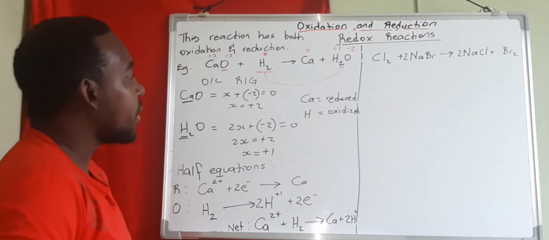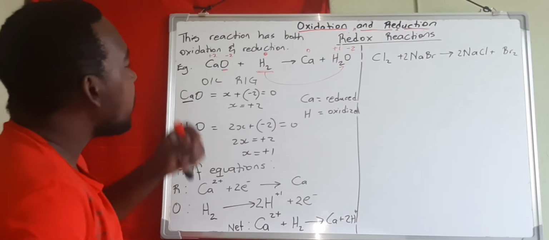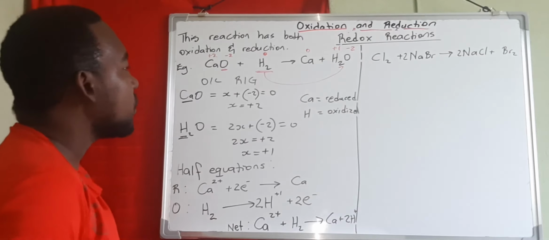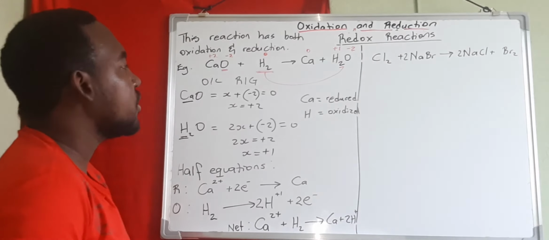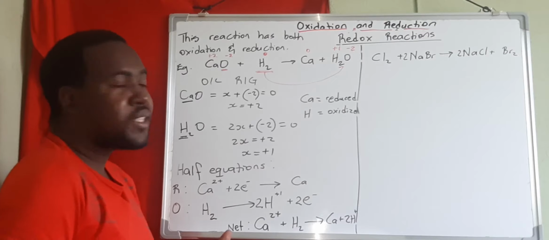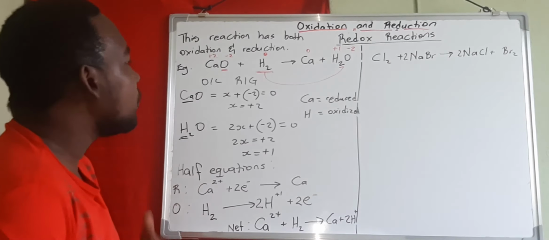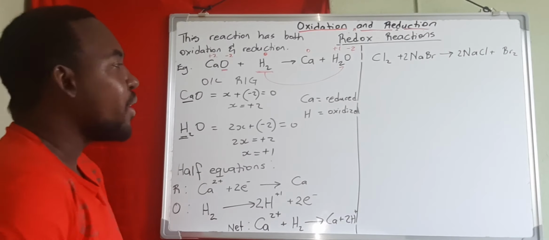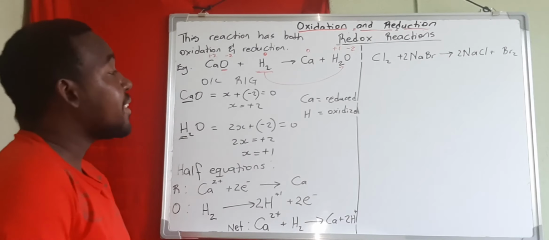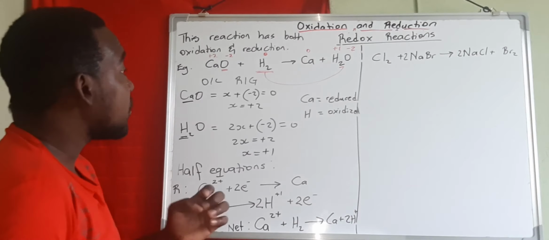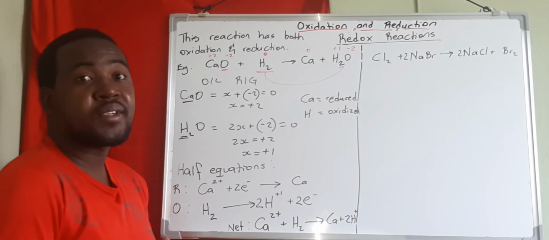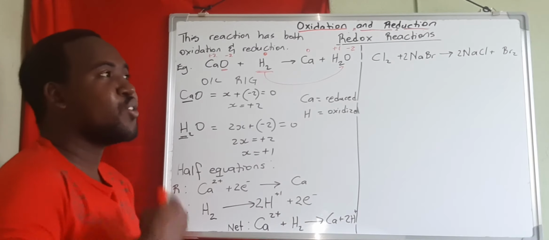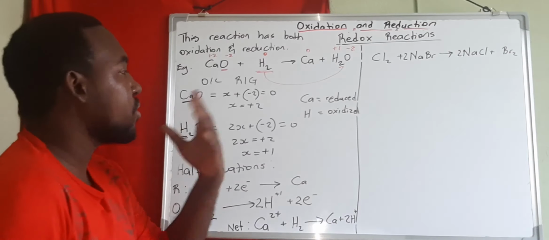Now, to note as well that in redox reactions, sometimes it's asked to determine which is your oxidizing agent and which is your reducing agent. And students normally get confused because they think that since calcium is reduced, then it's the reducing agent. But it's not the case. Your oxidizing agent is the one that was actually reduced. Your reducing agent is the one that was oxidized.